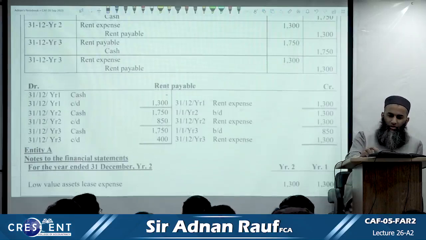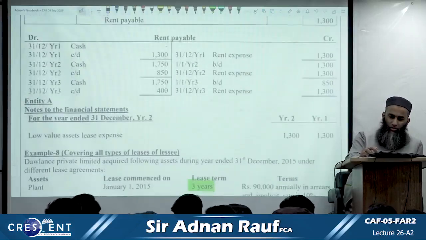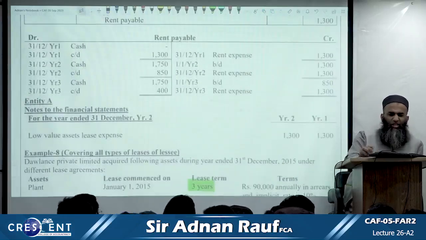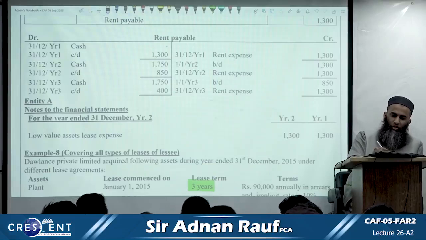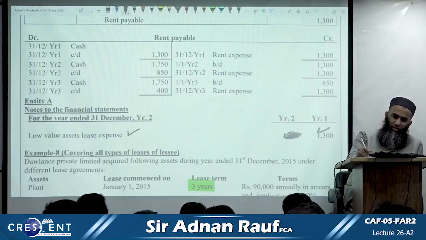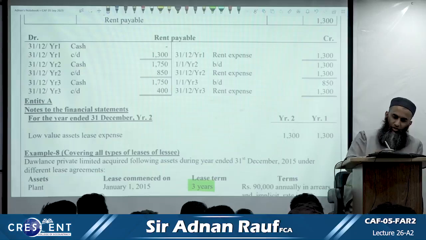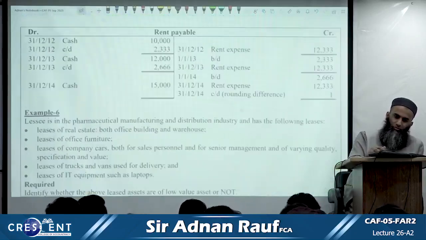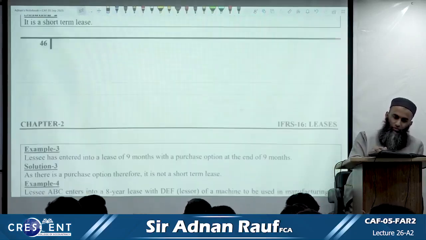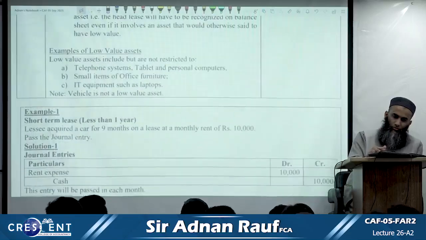So it is a good practice question. Do this. A note of it is already made. By the way, no note is made for this. If a note has to be made, it is very easy. The note will be just like the P&L. Maturity analysis is not made for low-value asset. Only the first year's expense is 1,300. The second year's expense is also 1,300. This is the kind of note that is made for this if one ever has to make it.